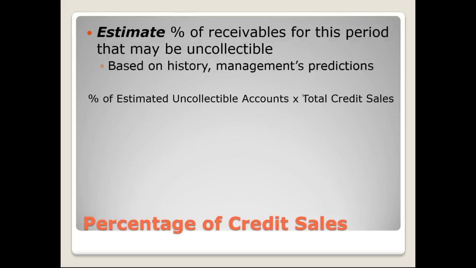We take that percent and we multiply it by the total credit sales. Now, if you notice, we keep saying total credit sales. It's not total sales. Because if you recall, a company can get some of its sales in cash up front. Well, that's not uncollectible. It has been collected. So this is the percent of total credit sales, the ones that resulted in an accounts receivable.